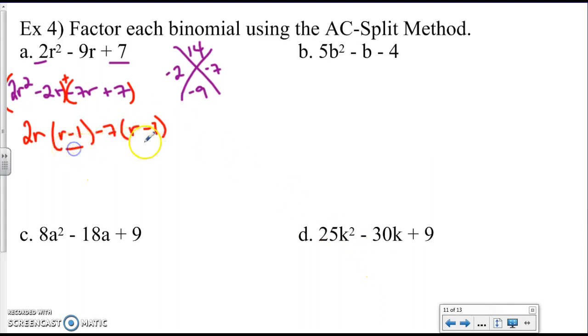Once we're here, we need to make sure these two match. If they do, we're going to pull them out front. So I have r minus 1. And then my 2r minus 7 will make my second group.